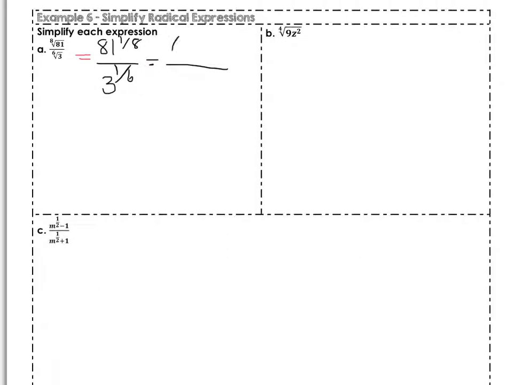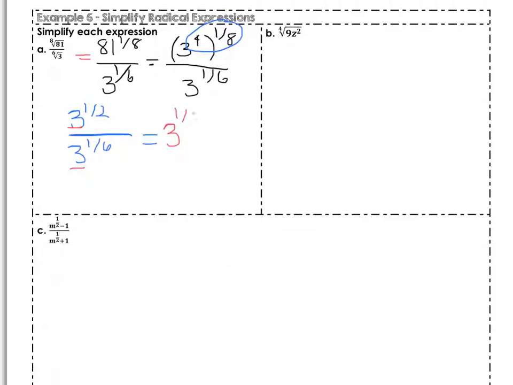Let's see, can 81 be rewritten with a base of 3? 3 to the power of 4 is actually 81. So far, I have not touched the denominator. When I raise a power to a power, I multiply. 4 times 1/8, that's 4/8, which simplifies to 1/2. When I am dividing and I have the same base, these both have a base of 3, I'm going to subtract their exponents. So I have 3 to the 1/2 minus 1/6.